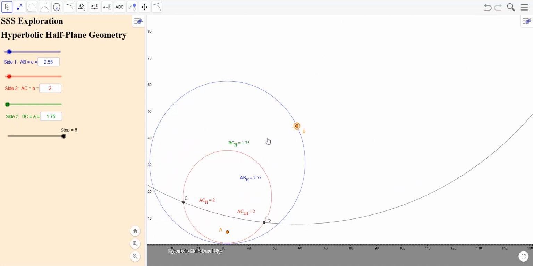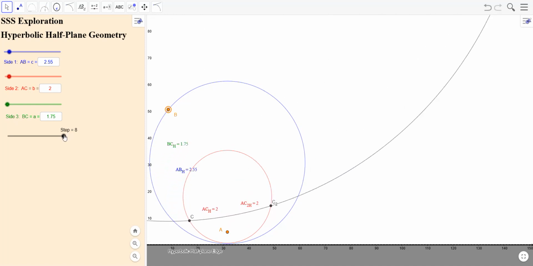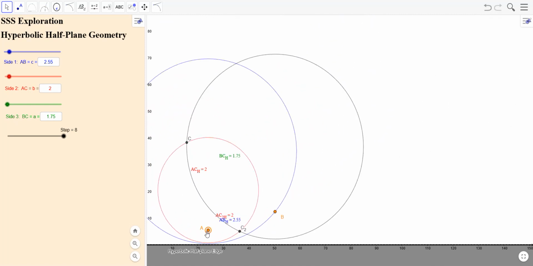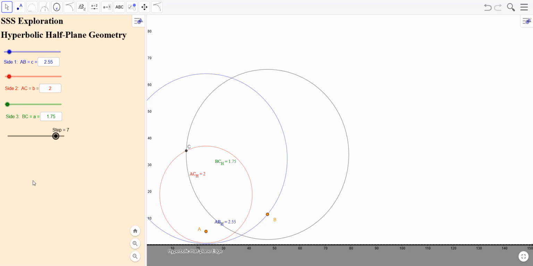Something just disappeared on me. Okay. But in any event, we get this to work out. Okay, so maybe a little bit buggy there, but I think you can see that the side condition is enough for hyperbolic geometry, exactly like it is for Euclidean geometry.